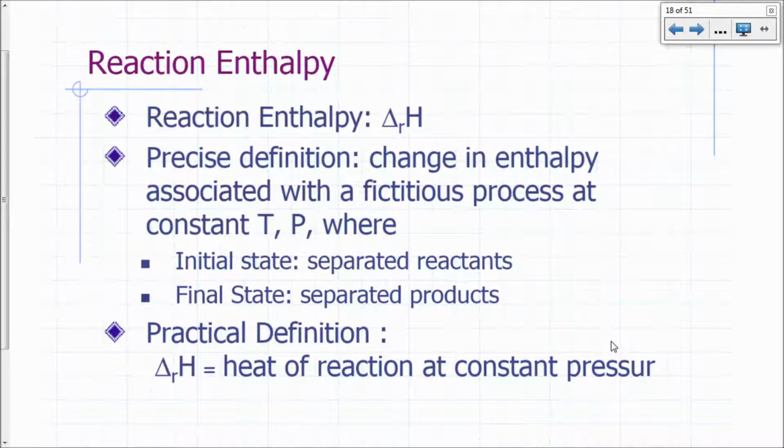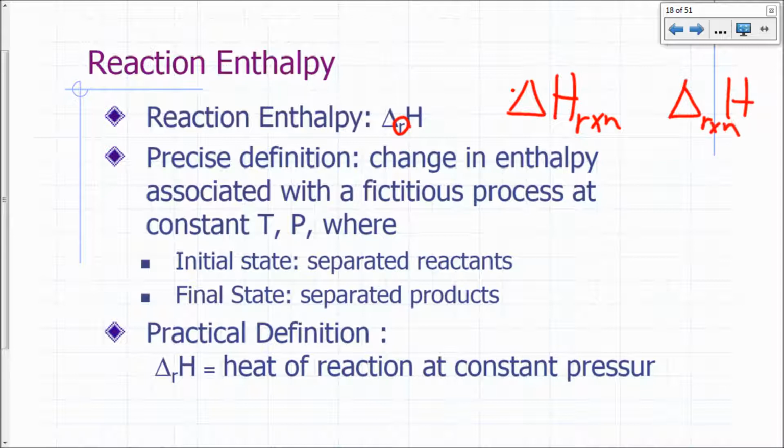So let's talk now about reaction enthalpy. It's the change in enthalpy that's associated with a reaction. And delta H with the R subscript between the delta and the H is the official symbol for reaction enthalpy. You might see that symbol written as delta H RXN. RXN is an abbreviation for reaction, or you might see it as delta H RXN in between.